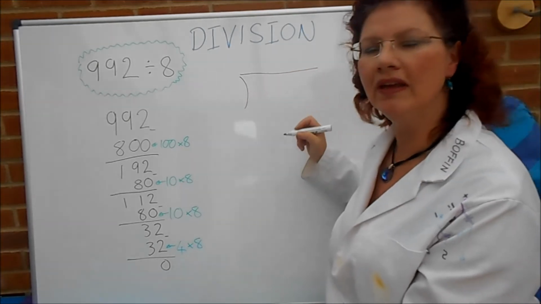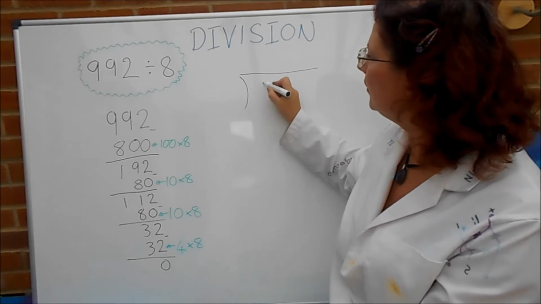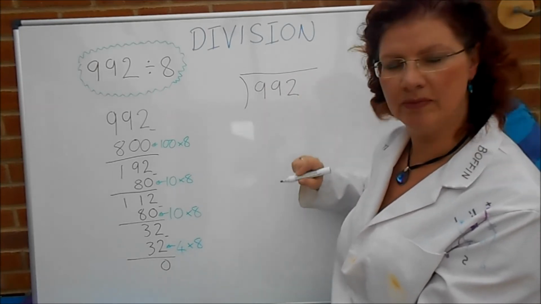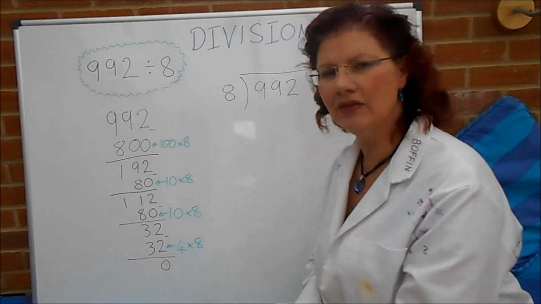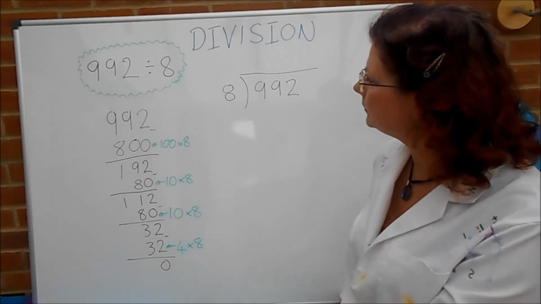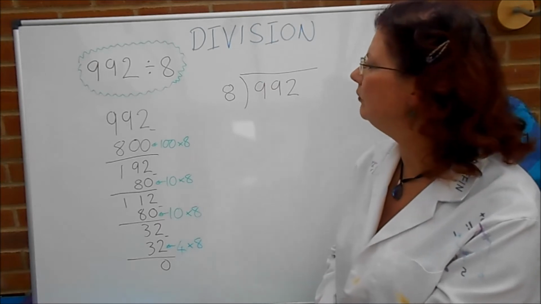It has this symbol here that looks a little bit like a bus stop. You know, this is where the people stand. So we'll put 992 as the people waiting at the bus stop. And that's somebody standing outside in the rain. I'm not quite sure why. And what we're going to do is basically the same as this. We're just going to lay it out a bit differently.